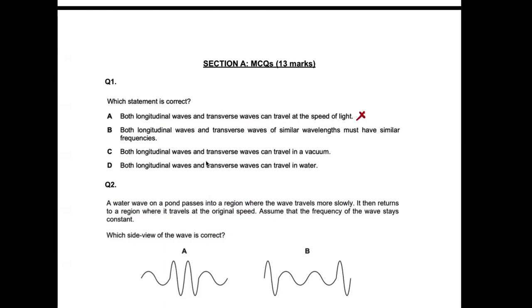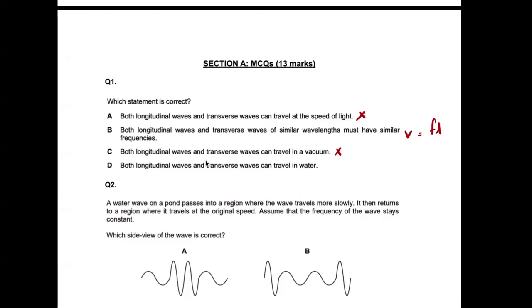Both longitudinal waves and transverse waves of similar wavelengths must have similar frequencies. This seems like a pretty normal statement because if I think about the wave speed equation, if they have some wavelength, then they would also have some frequency corresponding to some speed, right? Both longitudinal waves and transverse waves can travel in a vacuum. This is not true. Longitudinal waves do not travel in a vacuum, any of the examples we know, sound or anything of that sort.